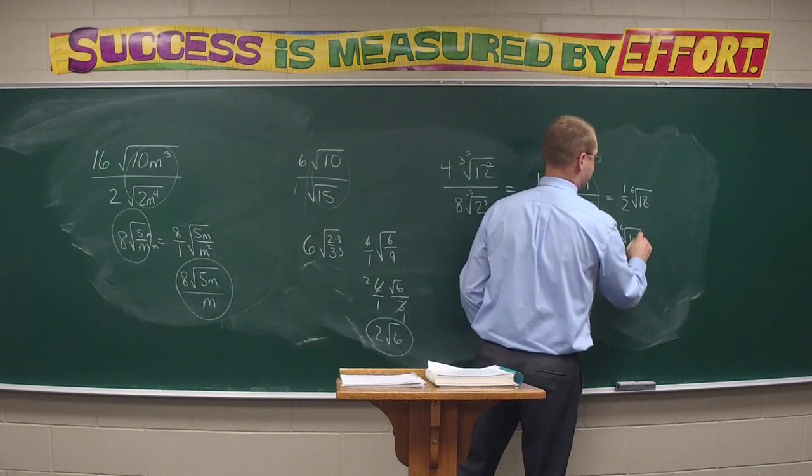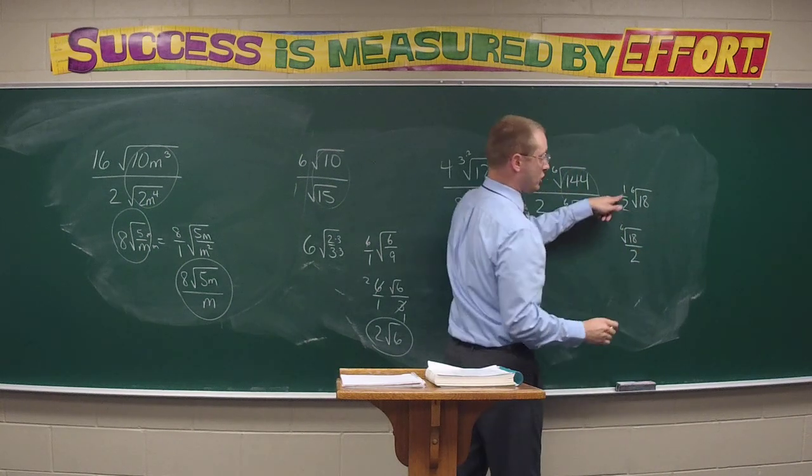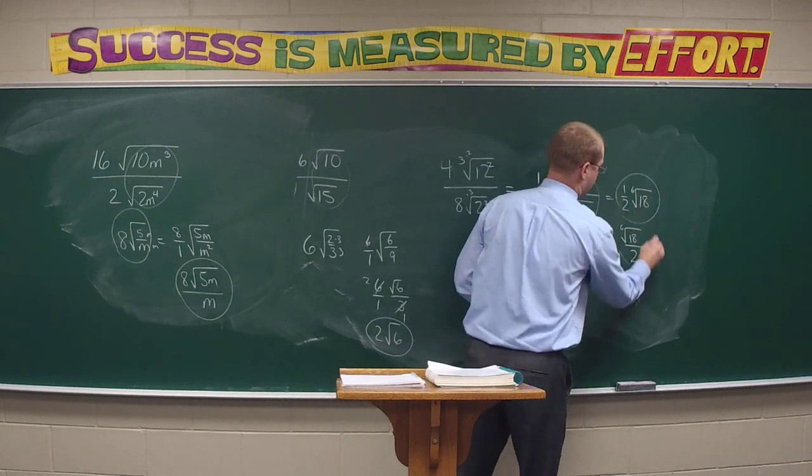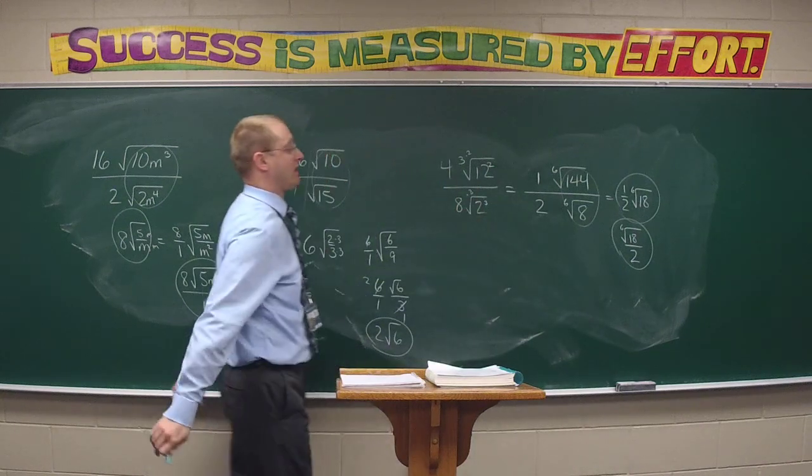You could also put that 6th root of 18 over the 2, move it to the numerator. Either answer is acceptable, though. And you can't do anything with the 6th root of 18, so we're done.